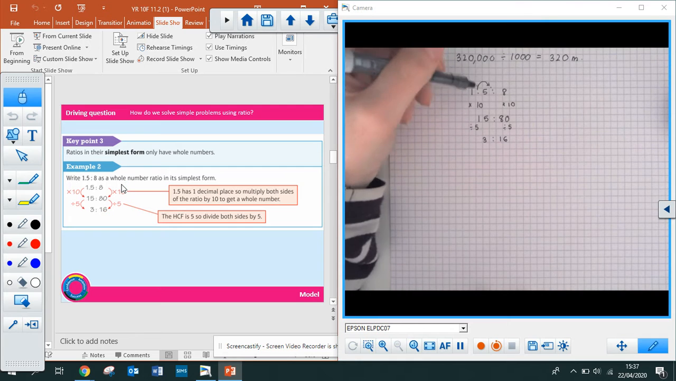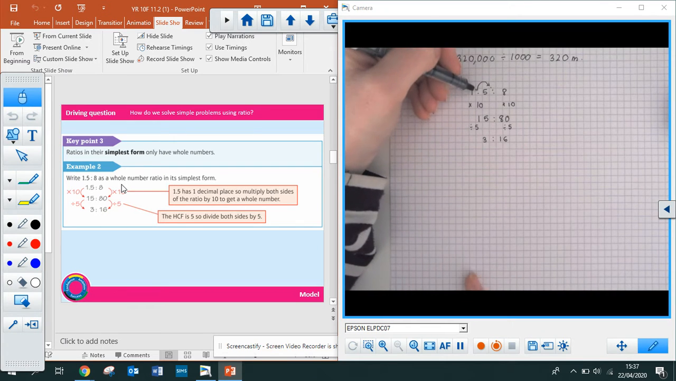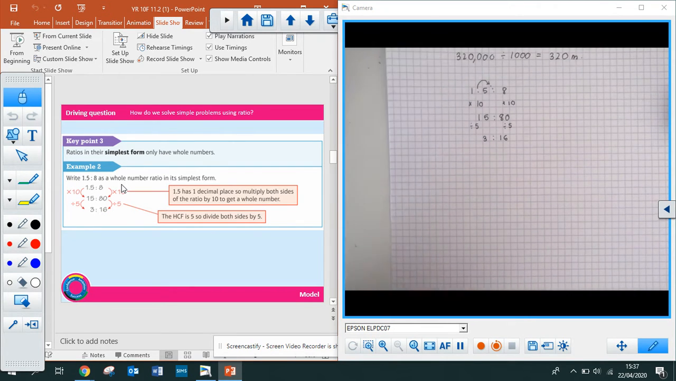The other way you could have done this one is you could have just times it by 2, because timesing it by 2 would have got rid of the decimal, but it's better habit to get into multiplying by 10 first to eliminate the decimal and then simplifying, because you can't always find a number that is easy to multiply it by otherwise. Okay, so that's your example.